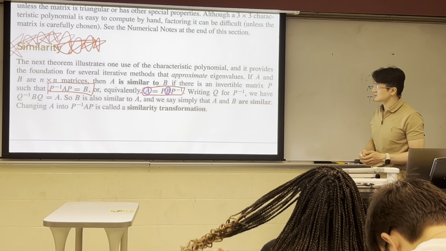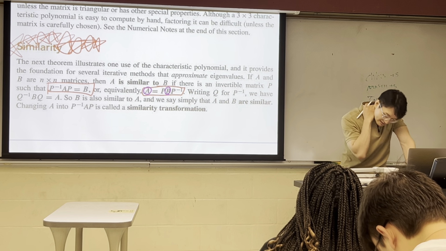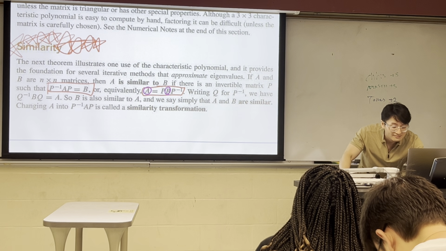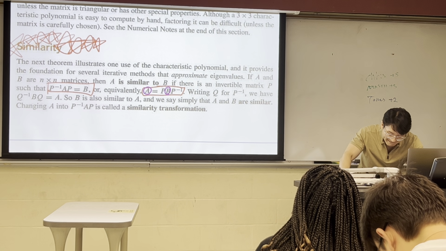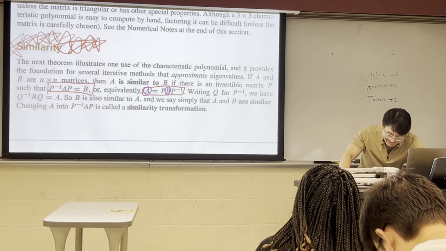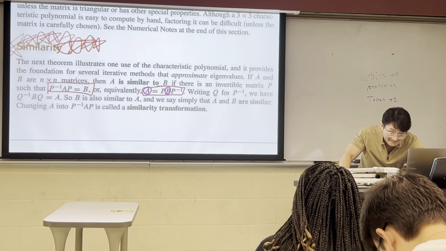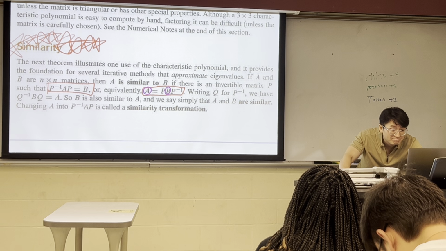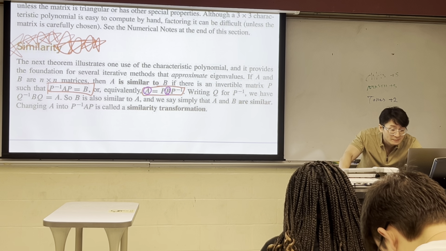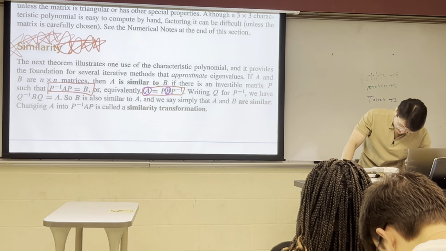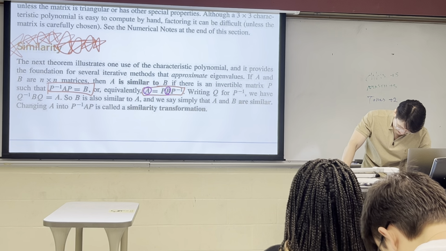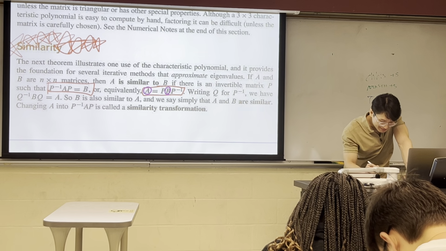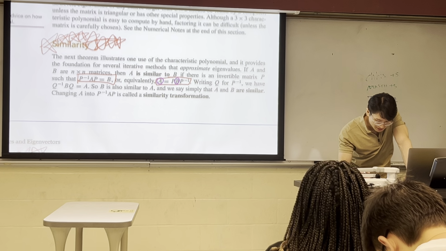The next theorem illustrates one use of the characteristic polynomial, and it provides the foundation for several iterative methods that approximate eigenvalues. If A and B are n by n matrices, then A is similar to B if there is an invertible matrix P such that P inverse A P equals B, or equivalently, A equals P B P inverse. Writing Q for P inverse, we have Q inverse B Q equals A. So B is also similar to A, and we say simply that A and B are similar. Changing A into P inverse A P is called a similarity transformation. Thank you very much. Very energetic voice.